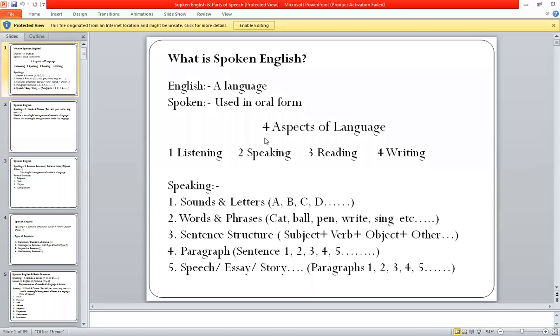Okay. So today we are going to start with our next topic, that is the parts of speech. It is a very important topic. Before that, we will just see the information regarding the language. Okay, we will start with the information regarding the language.